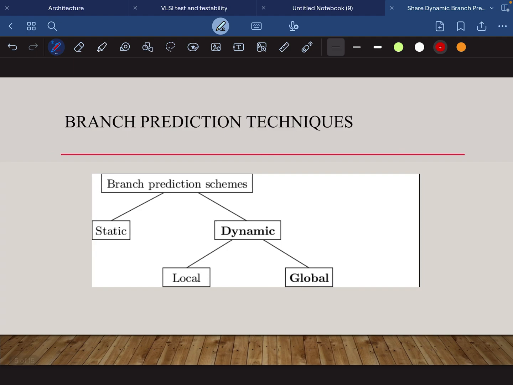So let us see what the kinds of branch prediction techniques are. Generally there are two kinds. One is static and the other is dynamic. And in the dynamic there are again two, which are local and global. So let us discuss these in detail.